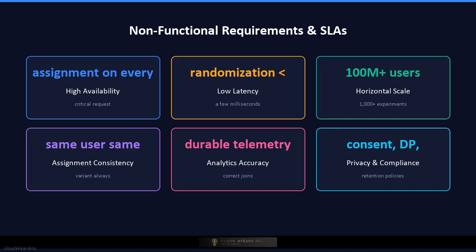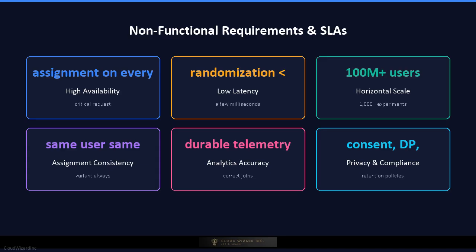Now the non-functional requirements. The platform must be highly available because assignment decisions happen on every critical user request, and an outage can corrupt experiments or break the product. Latency must be low, typically under a few milliseconds, for the randomization API call. The system must be horizontally scalable to support hundreds of millions of users and thousands of concurrent experiments. Strong consistency matters more than eventual consistency for variant assignment. A user must always see the same variant for the duration of an experiment.